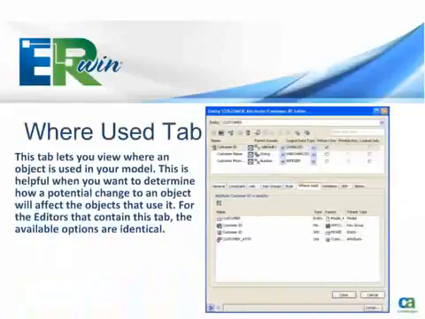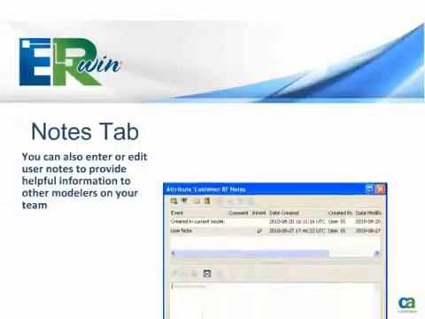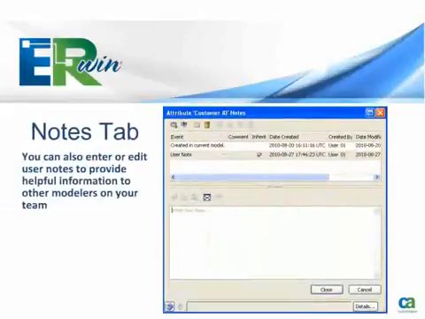The Where Used tab lets you view every object in the model that is using an object. In this example, you can see what other model objects are using the Customer ID attribute. There are two uses for the Notes tab. First, use it to view an object's history. Second, use the Notes tab toolbar to open the Notes editor to review, enter, or edit user notes associated with the object.